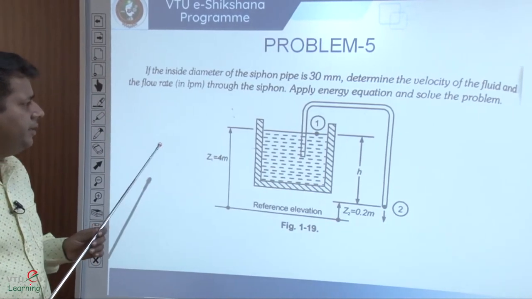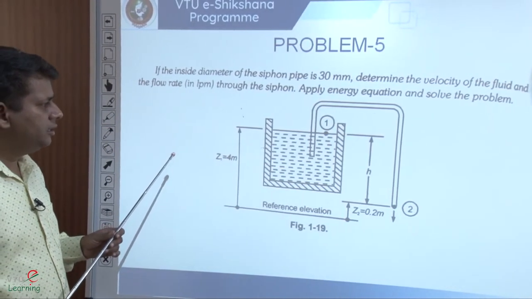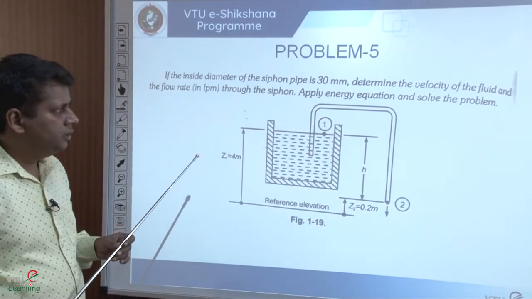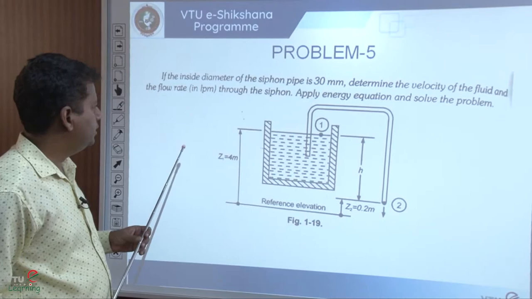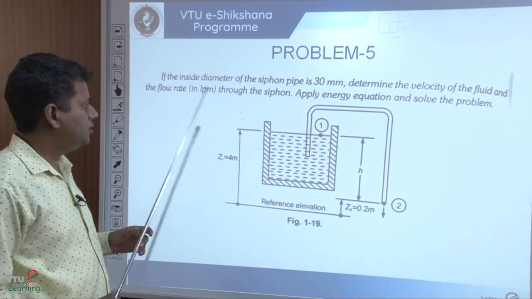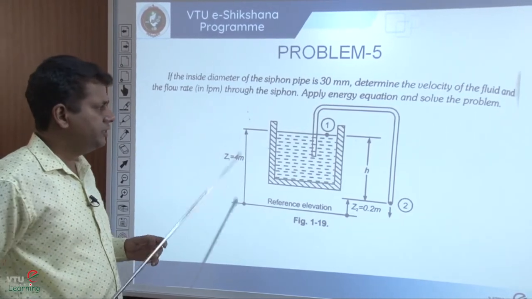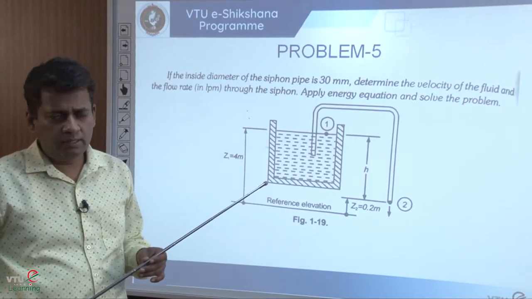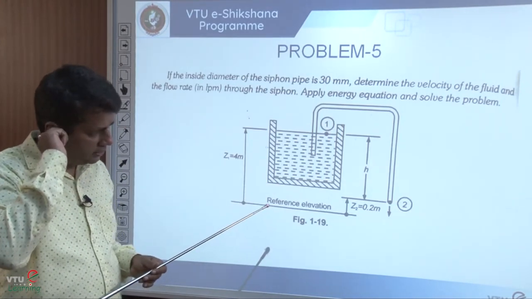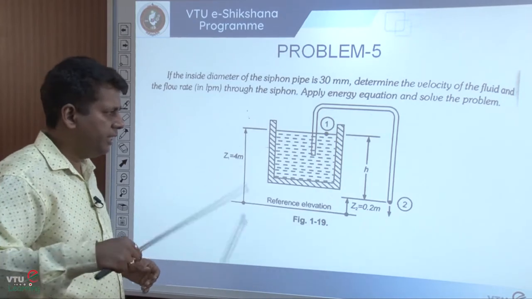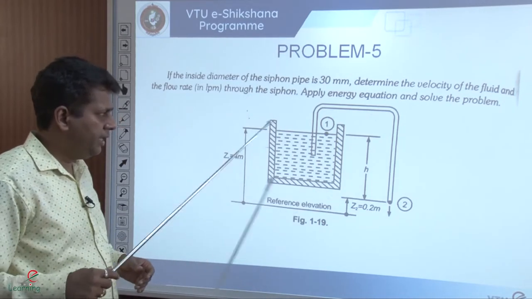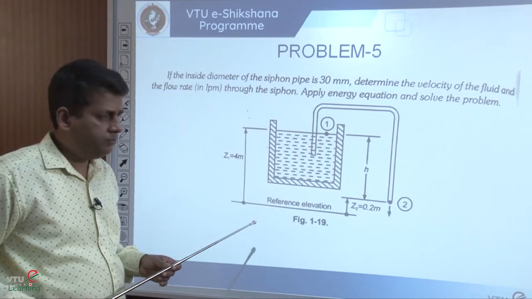Let us read this problem. If the inside diameter of the siphon pipe is 30 millimeter, determine the velocity of the fluid and the flow rate in liters per minute through the siphon. Apply the energy equation and solve the problem. So, he has given you the hint: Bernoulli's equation is the energy equation. I will draw this diagram again and explain, and then I will solve the problem.